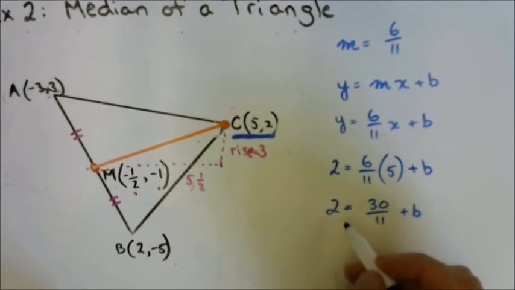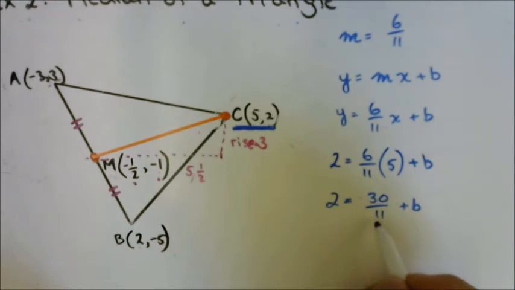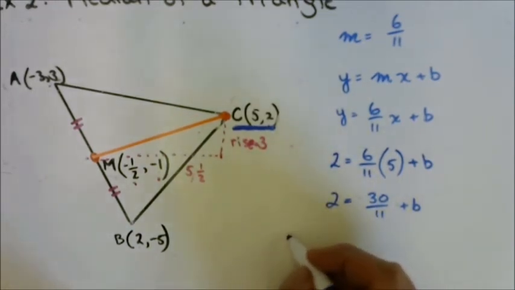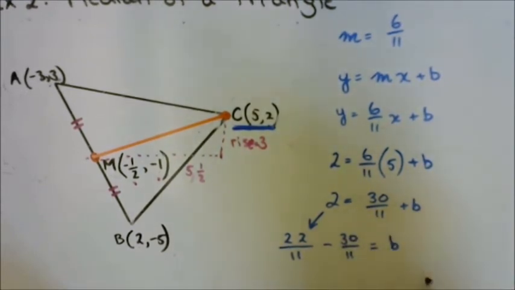And in order to do that, I need to convert this 2 into a fraction over 11, because when we're adding and subtracting fractions, we need a common denominator. So we have 22 over 11, that's the same as 2, minus 30 over 11 equals b. We've subtracted 30 over 11 from both sides. 22 minus 30 is negative 8. b equals negative 8 over 11.